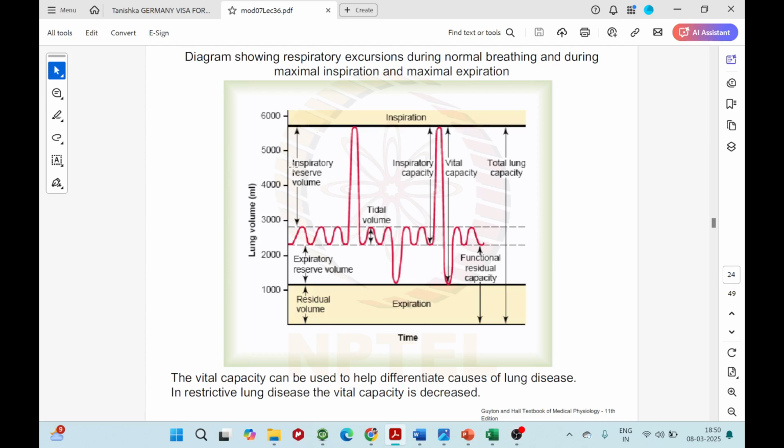Maximum inhalation is called the inspiratory reserve volume. Then there is the inspiratory capacity, and this is the vital capacity, maximum inhalation and maximum exhalation, and this is the total lung capacity. So the maximum goes up to 5800, 5700. The vital capacity can be used to help differentiate causes of lung disease; in restrictive lung disease, the vital capacity is decreased. So this is the vital capacity, the maximum and the minimum.